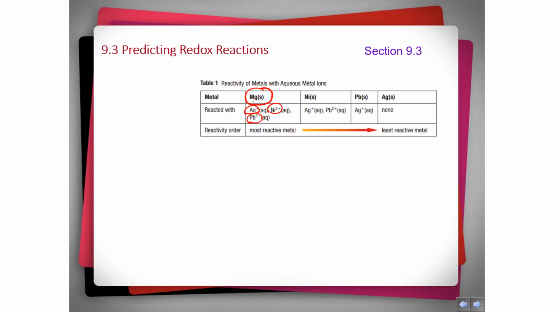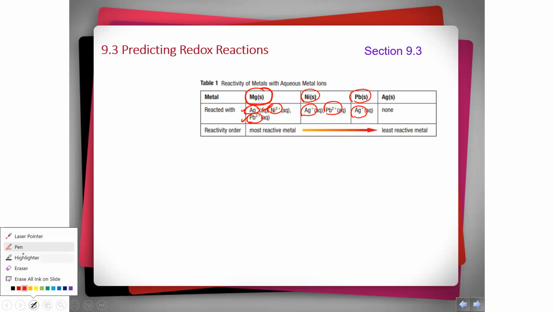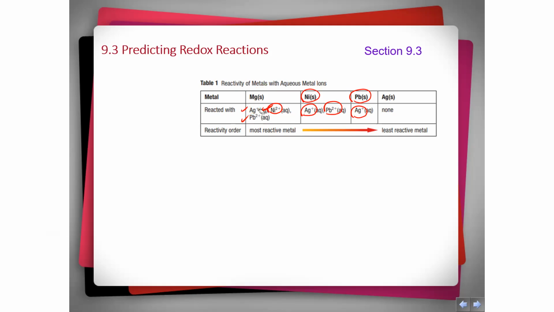And I found that the magnesium reacted with all three of those. Nickel, on the other hand, will only react with the silver and the lead. It will not react with a solution containing magnesium ions. Lead, a solid piece of lead, will only react with the silver. So we can determine from that which of the solid metals is the most reactive and which one is the least reactive.